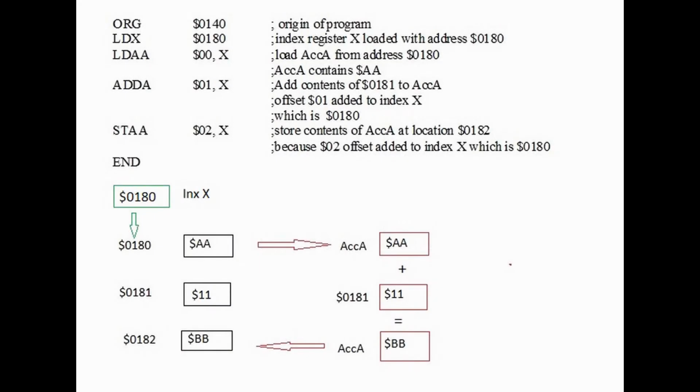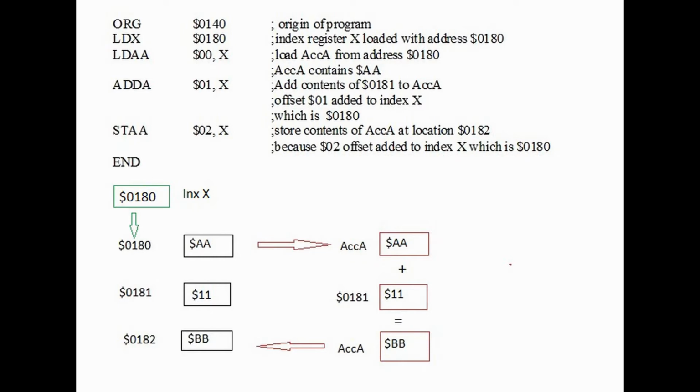This chapter is about index addressing, which is difficult to understand without a lab, so we will try to do it with some drawings. Here is a small program to illustrate index addressing mode. And the first thing we do is take index register X and load it with the hexadecimal number 0180.